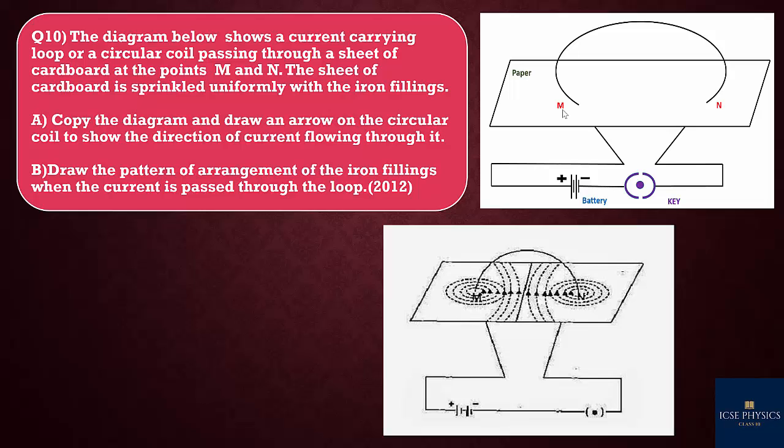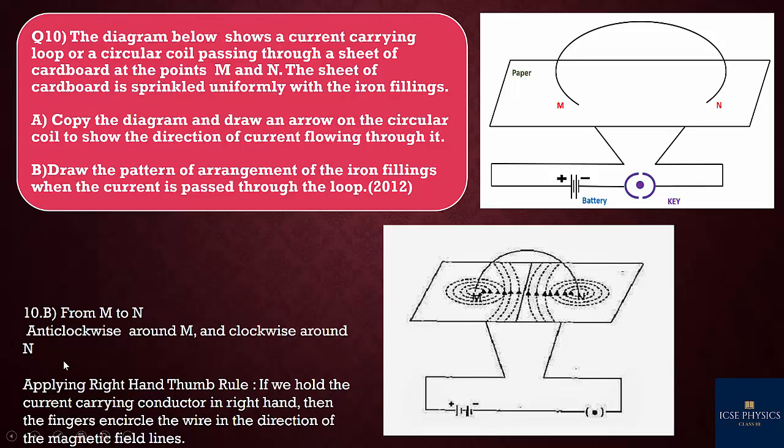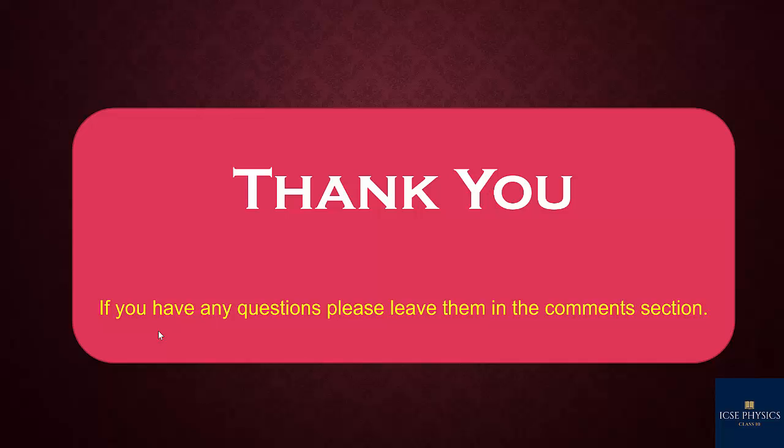Now second bit. So we have drawn this diagram and shown the arrows. Second bit is, draw the pattern of arrangement of the iron filings when the current is passed through the loop. Anti-clockwise around M and clockwise around N. The iron filings arrange themselves anti-clockwise around M and clockwise around N. How will we know that? By applying the right hand thumb rule. If we hold the current carrying conductor in the right hand, then the fingers encircle the wire in the direction of the magnetic field lines.